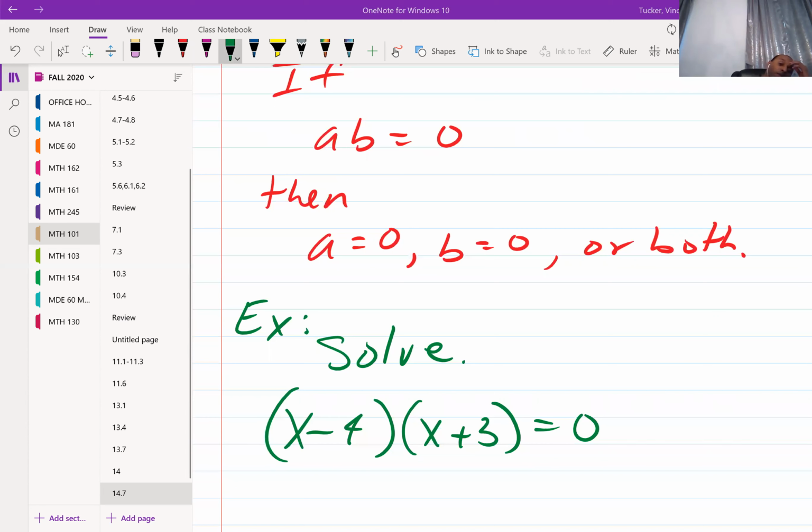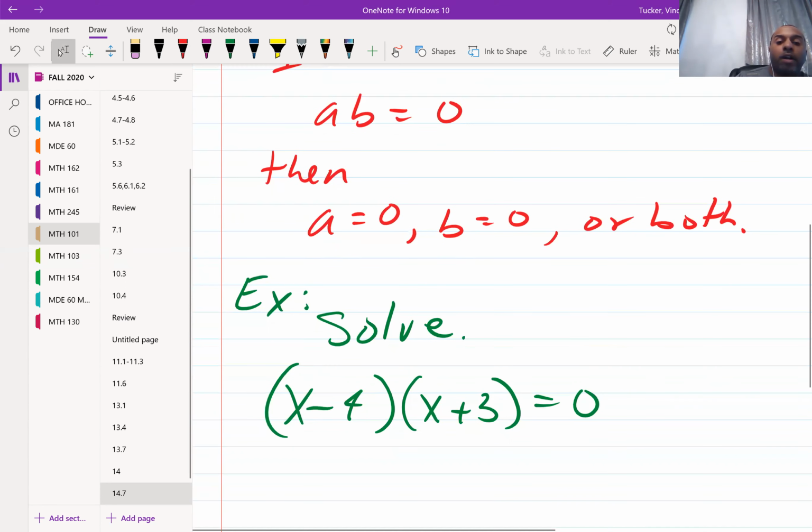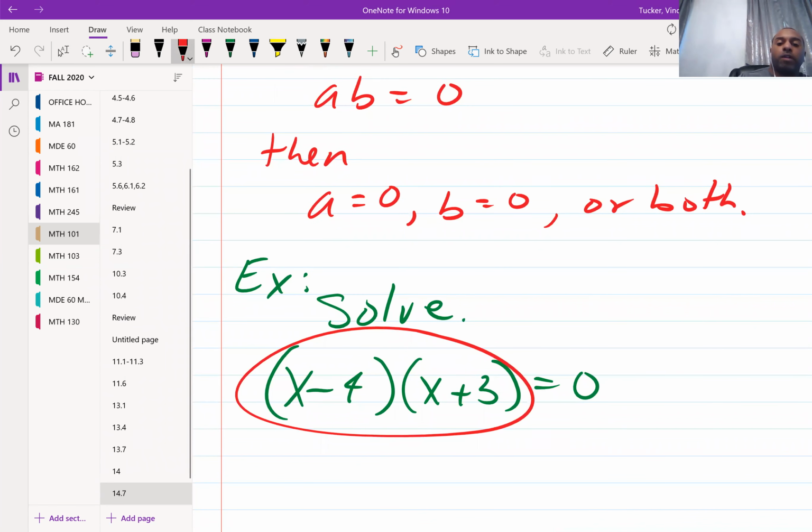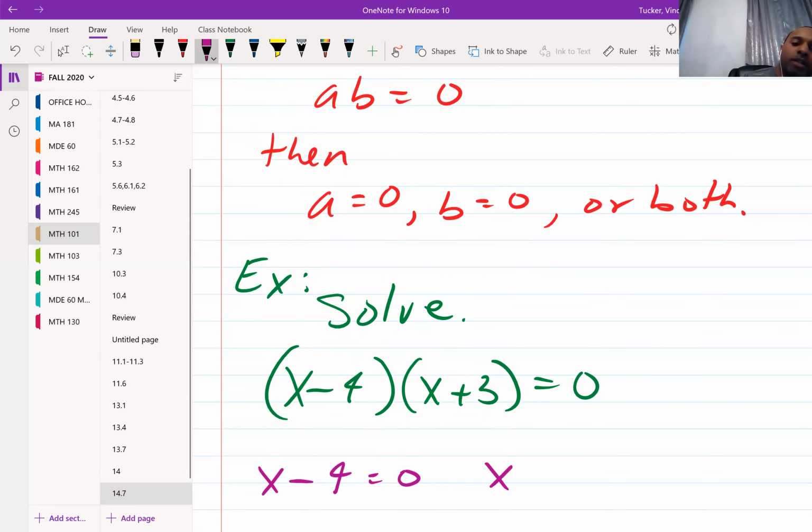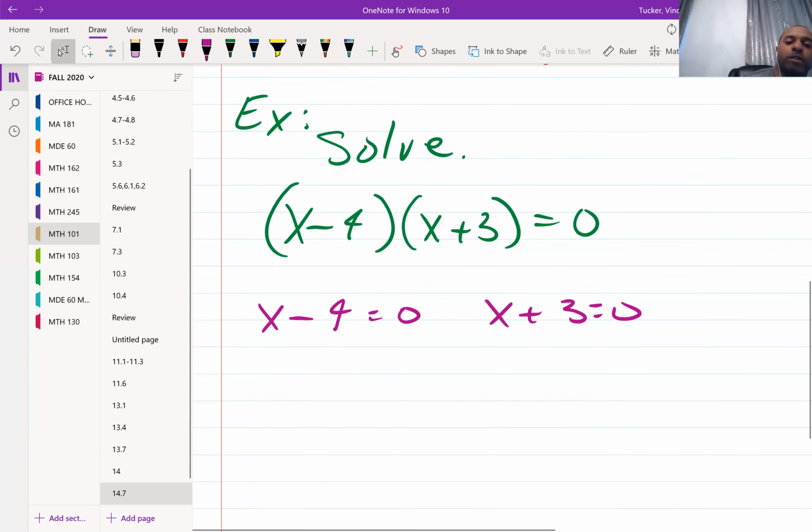So if we have x minus 4 times x plus 3 equal to 0, notice it's called the zero product rule, so one side has to be equal to 0 in order for you to use this rule. That's the first thing. We want to make sure one side is set equal to 0. And with this setup, our quantities have been factored as much as possible, just x minus 4 times x plus 3. I will take each quantity and set it equal to 0, and then solve.